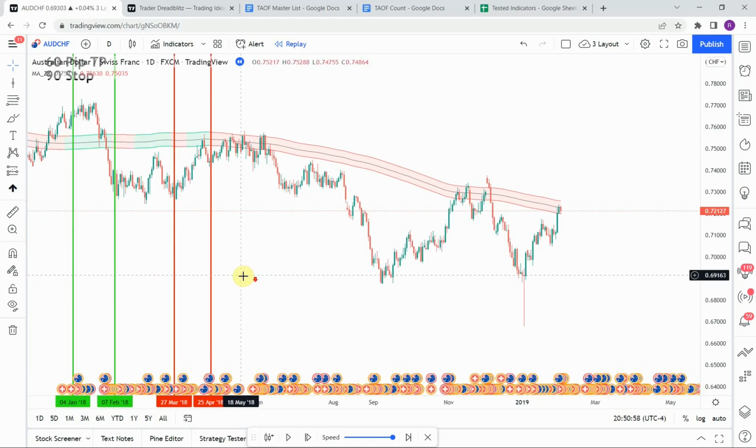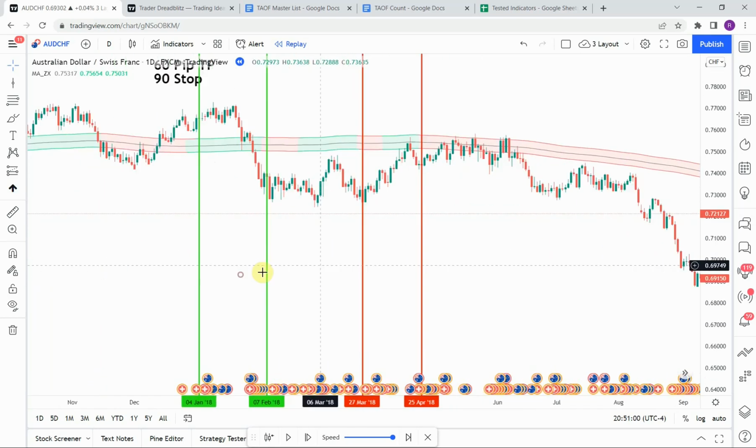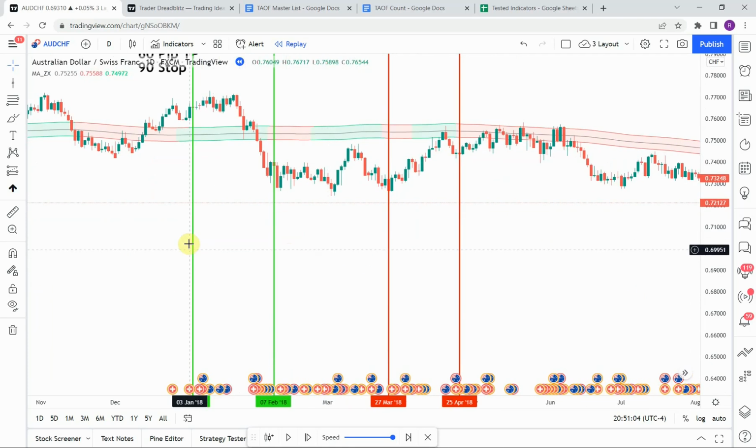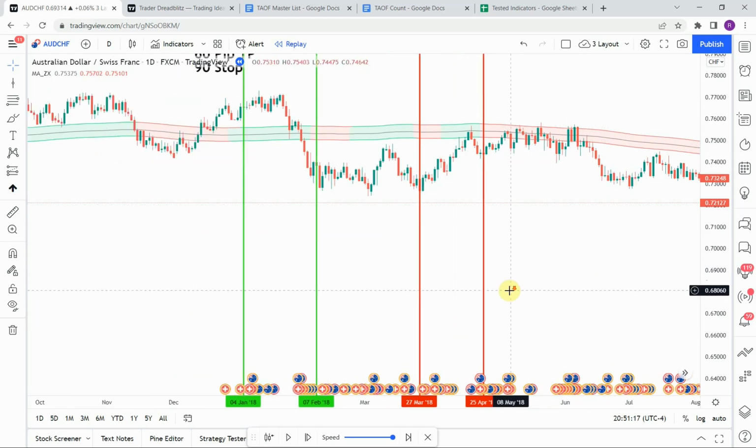Alright, so let's go ahead and take a look at our indicator here. Pretty easy. So we have 4 trades all together, and we have 2 winners. And so obviously that is not going to meet the 60% criteria that we are looking for.